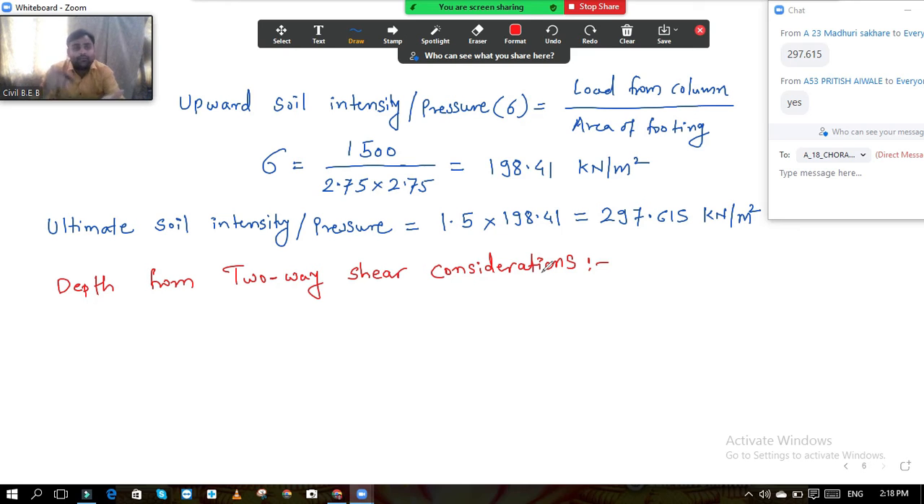So now I will draw the diagram so that it will be clear to you how much area will try to penetrate through the footing. This phenomenon of penetration of the column through the footing is called punching action. So this shear is called punching shear, and also two-way shear. So now I will draw the diagram.